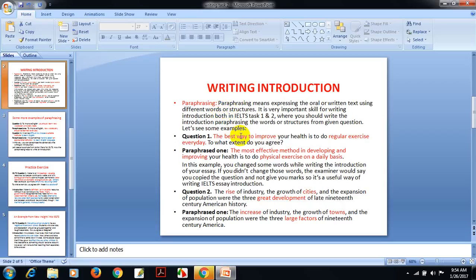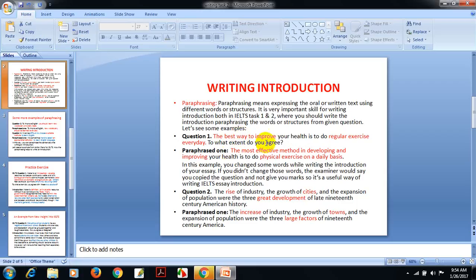Paraphrasing means expressing oral or written text using different words or structures. It is a very important skill for writing the introduction, in both IELTS Task 1 and 2, where you should write the introduction paraphrasing the words or structures from the given question. Let's see some examples. Question 1.